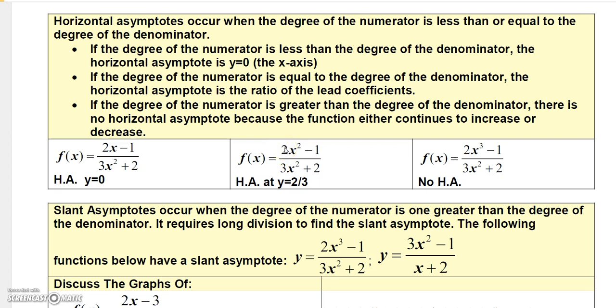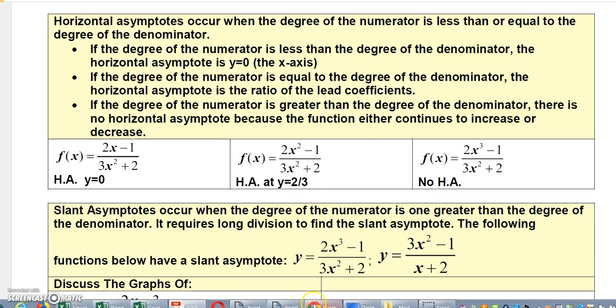So the ratio of the lead coefficients, that would be the highest degree term. The highest degree term on the top is the 2x squared. The highest degree term on the bottom is the 3x squared. And the ratio of those coefficients would be 2 over 3. So in this case, since the degree of the top and the degree of the bottom are the same, I could say the horizontal asymptote is simply the line y equals 2/3.